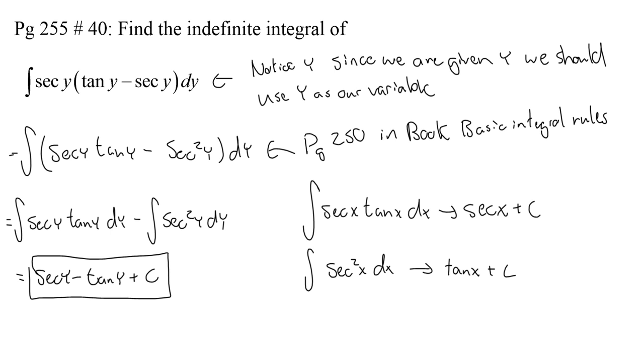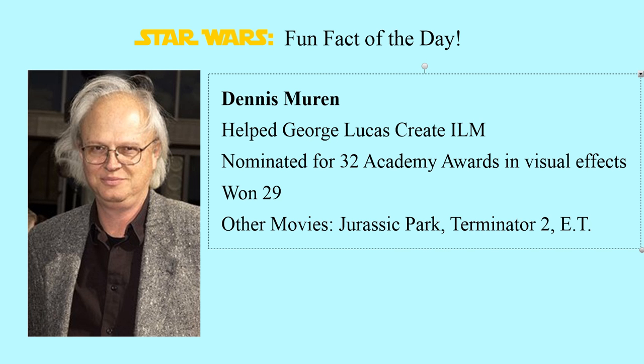All right. So that brings us to the end, the Star Wars fun fact of the day. There you see Dennis Muren back in 1976. There weren't special effects capable of doing what George Lucas wanted to do with Star Wars, so he hired this guy named Dennis Muren to create ILM, and since then he has been nominated for 32 Academy Awards in special effects, and he is 129.